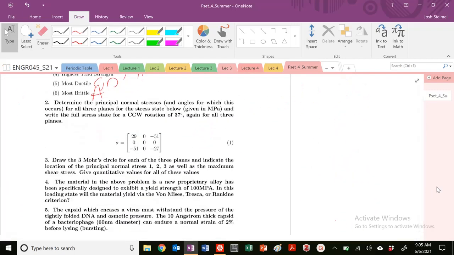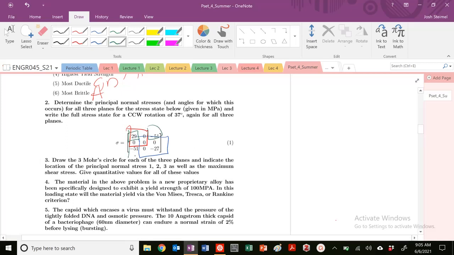Now, let's get into our Mohr circle. Determine the principal normal stresses and angles for all 3 planes for the stress state below, and write out the stress state for a counterclockwise rotation of 37 degrees, all 3 planes. So I need to draw a Mohr circle for the 1, 2 plane, the 2, 3 plane, and the 1, 3 plane.